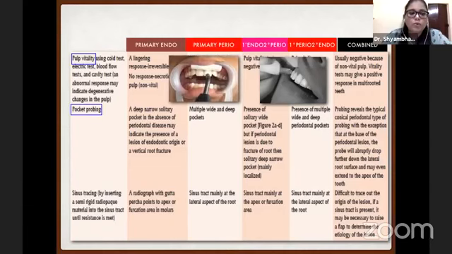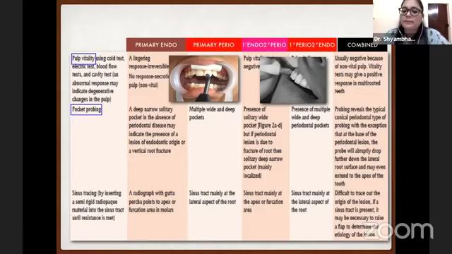Then coming over to pocket probing. In case of primary endodontic lesion, a deep, narrow, solitary pocket in the absence of periodontal disease may indicate the presence of a lesion of endodontic origin or vertical root fracture. In case of primary periodontal lesions, multiple wide and deep pockets will be seen. In primary endodontic and secondary periodontal lesions, a solitary wide pocket will be present. But if the periodontal lesion is due to a fracture of the root, then a solitary deep narrow pocket may also be present.